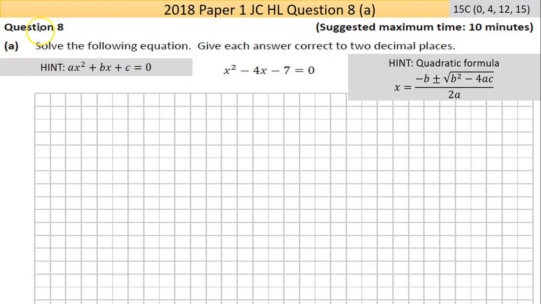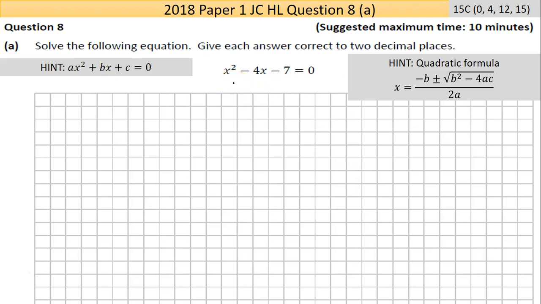So part A here is worth 15 marks. I've given a few hints in here, so just be aware of that. It's solve the following equation. You see it there, x squared minus 4x minus 7 is equal to 7. Straight away, I can recognize this as a quadratic equation, so we can solve it and get a value of x.